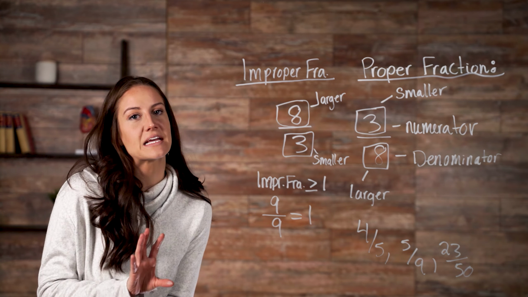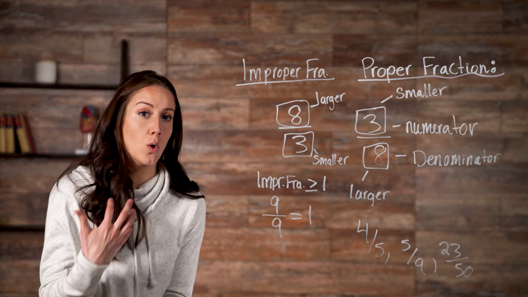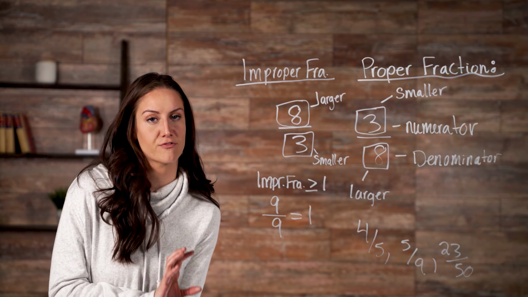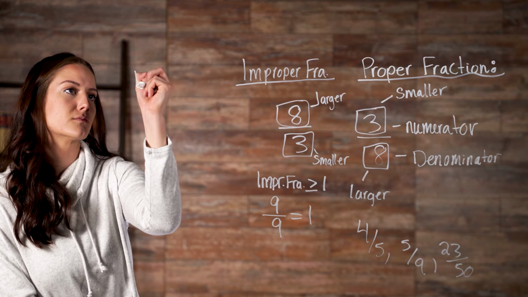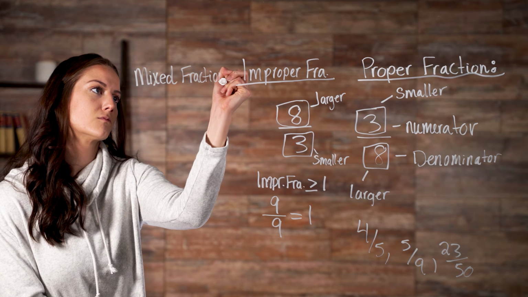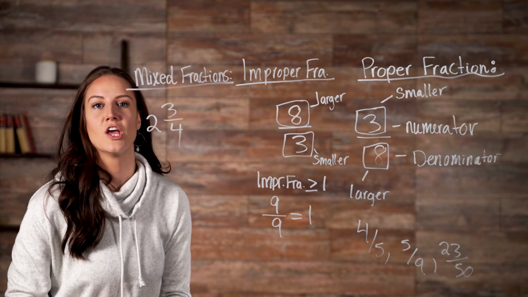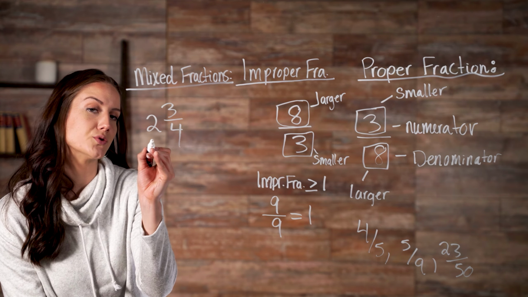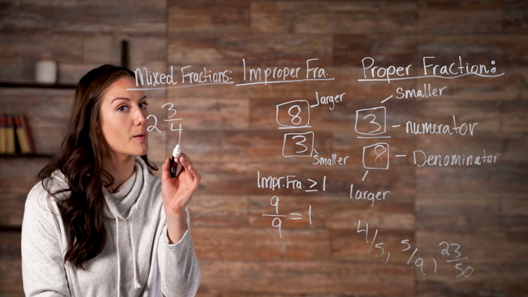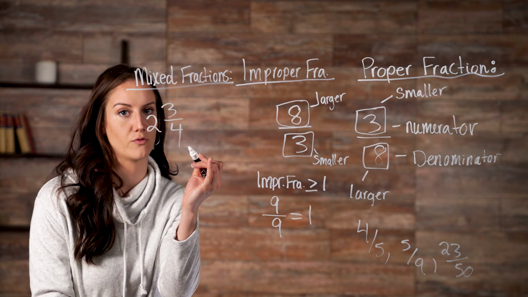There are also mixed fractions, which contain a whole number and a proper fraction. Here's an example. Note that the whole number 2 is followed by the proper fraction 3 over 4.